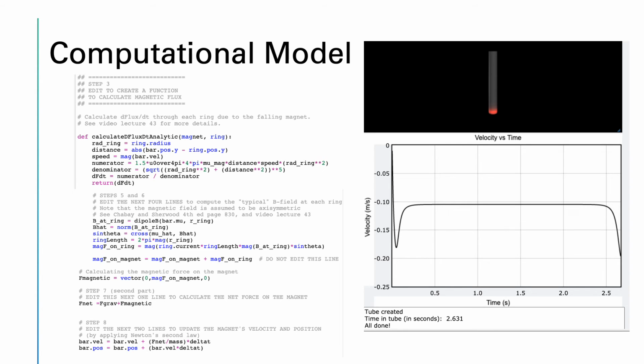And then at the bottom, you can see calculating the force of the magnetic field on the magnet, and then we also calculated the gravitational force by doing mass times the gravitational constant. And then we combined those to create Fnet. And then finally, we updated the magnet's velocity and position using Newton's second law.